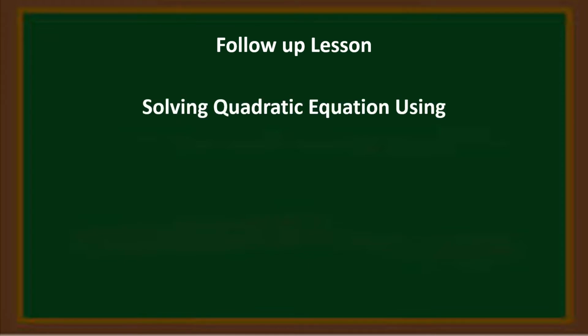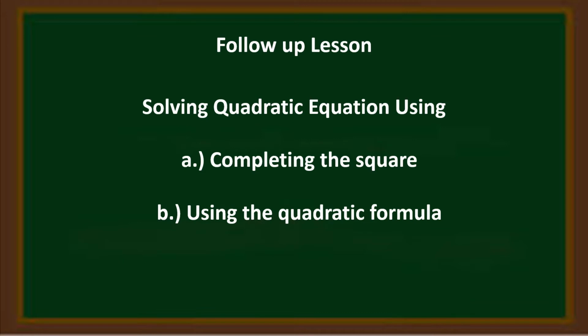Last week we finished discussing solving quadratic equations using the extracting the square root method and factoring. But the question is, what if the given quadratic equation isn't factorable? This time I'll be teaching two other methods in solving quadratic equations, whether the given equation is factorable or not. First is to solve using completing the square, and the other one is to use the quadratic formula.